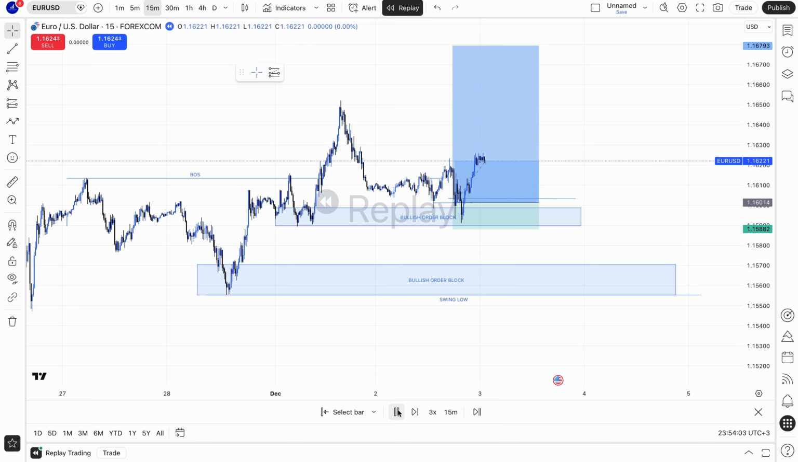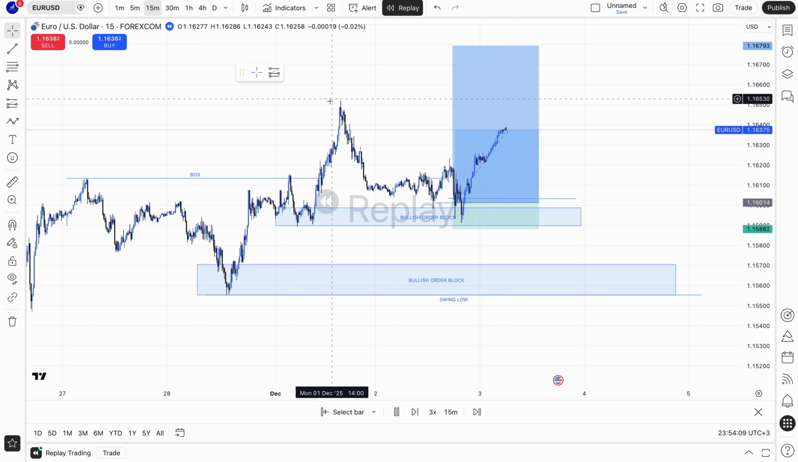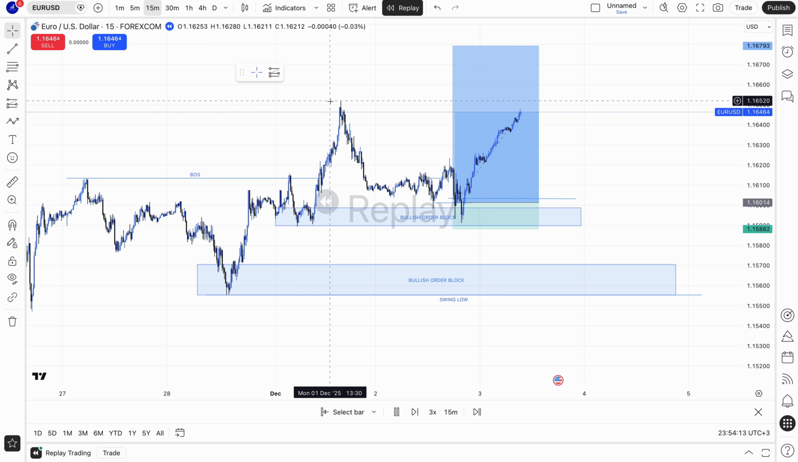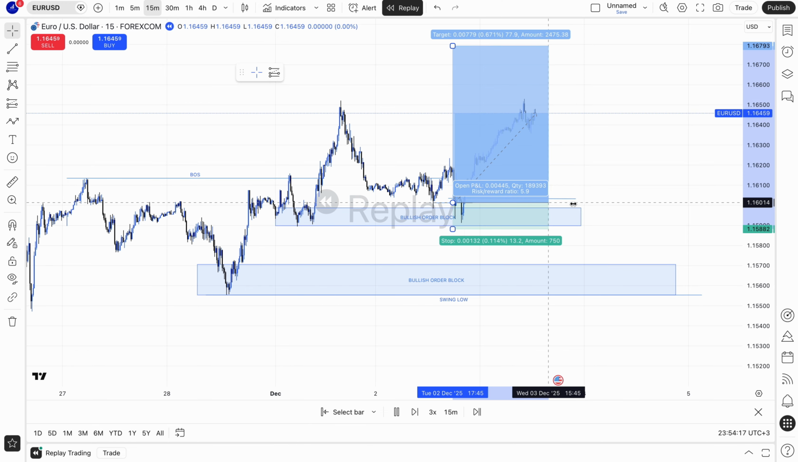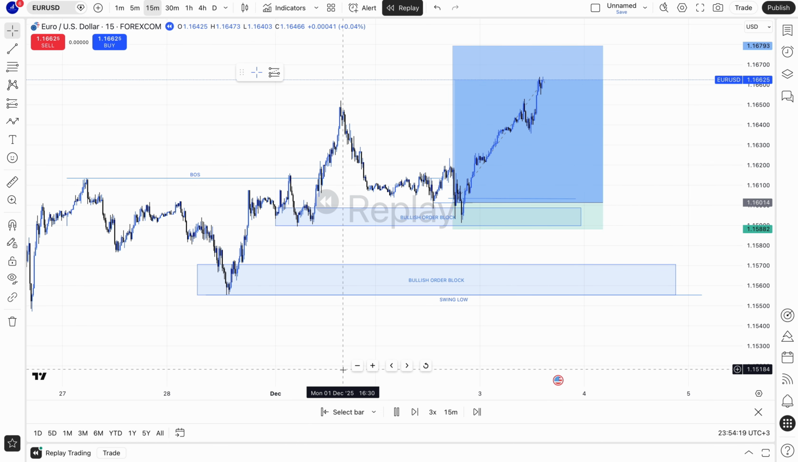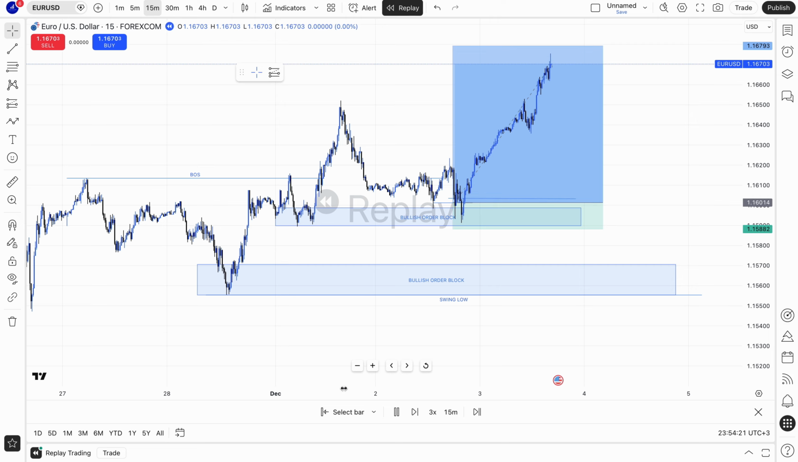Then I had to wait patiently. Then the price went. The moment the price comes out and takes out this liquidity, I take out like 70 to 80% of my profits. Then the price just went, and we had a full TP.